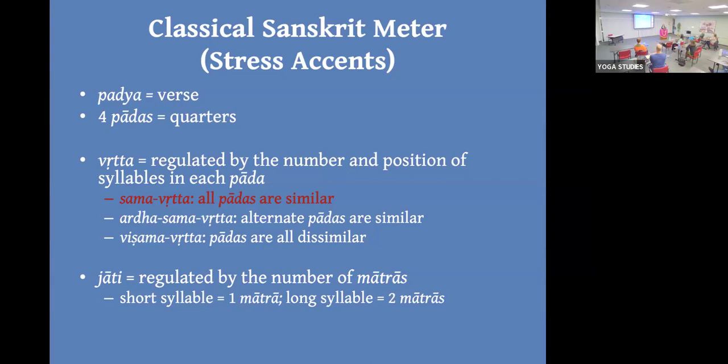There are other kinds of verses that are regulated by jati. This has to do with a different organization of syllables into matras, where a short syllable is 1 matra, a long syllable is 2 matras. For those familiar with the Sankhya Karika, it is written in a jati meter, which is why it doesn't follow the rules that most of us are used to.